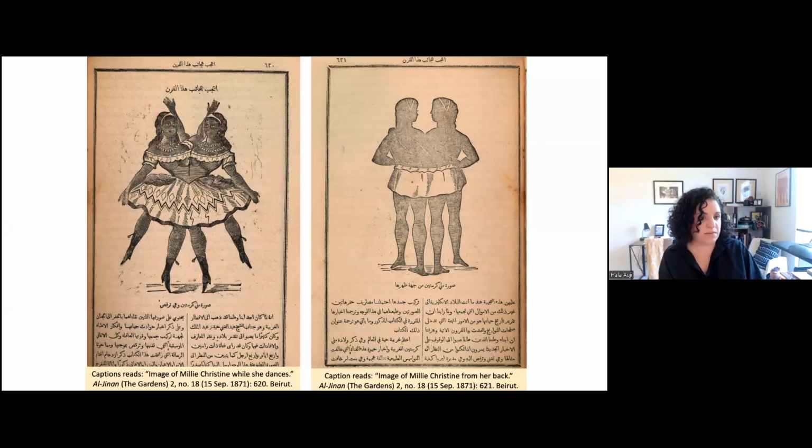So these two images, for instance, come from a journal published in Beirut in 1871. It includes engravings of African-American performers Millie and Christine McCoy, who were born conjoined at the pelvis and sold into slavery at birth, and they lived their lives forced to perform on various global stages.